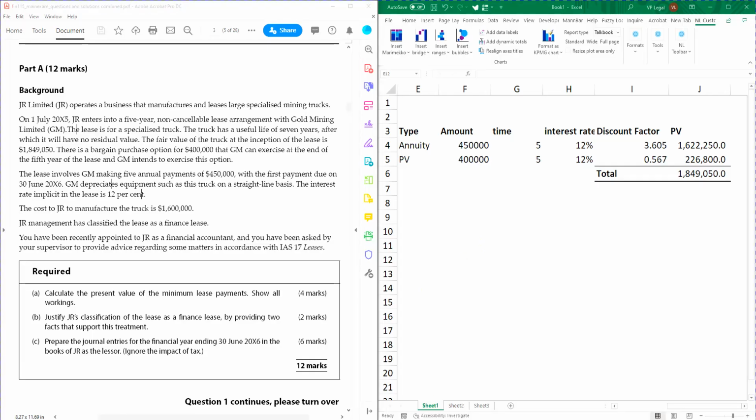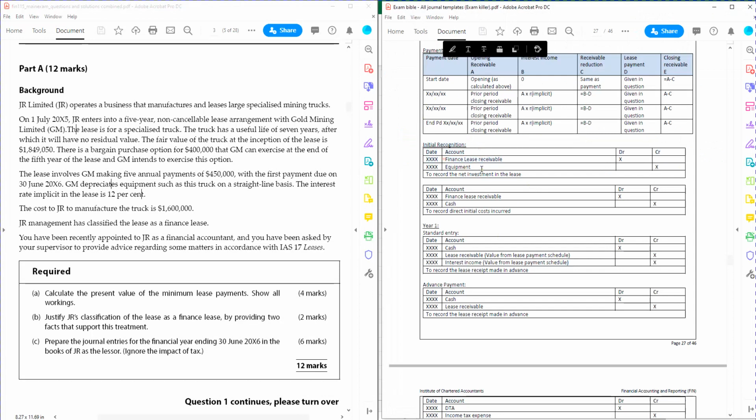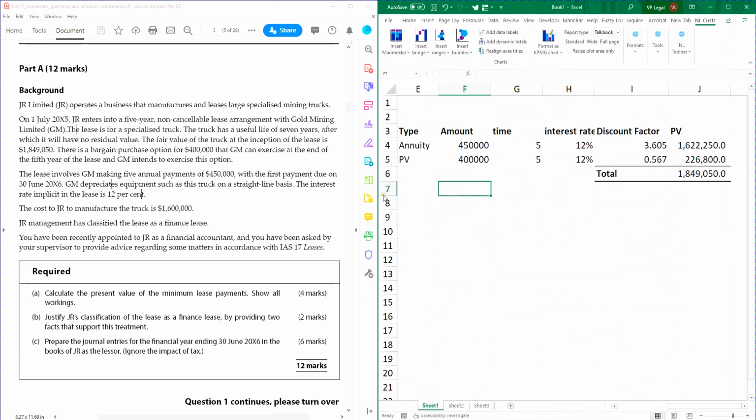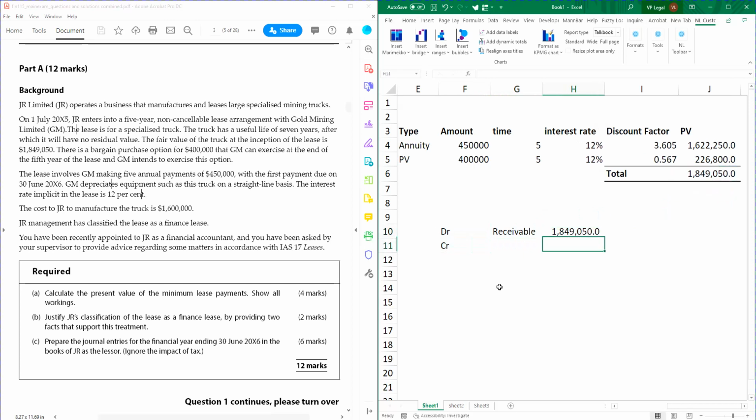Okay, so if you follow the journal structure, the first step is we have to recognize the lease receivable amount, and that's effectively going to be the present value, which we calculated in question A to be 1,849,050. So the first journal is going to be debit receivable 1,849,050. And on the other side, instead of crediting the asset, they're going to credit revenue, because they're actually in the business of selling that. Okay, so that's the first journal.